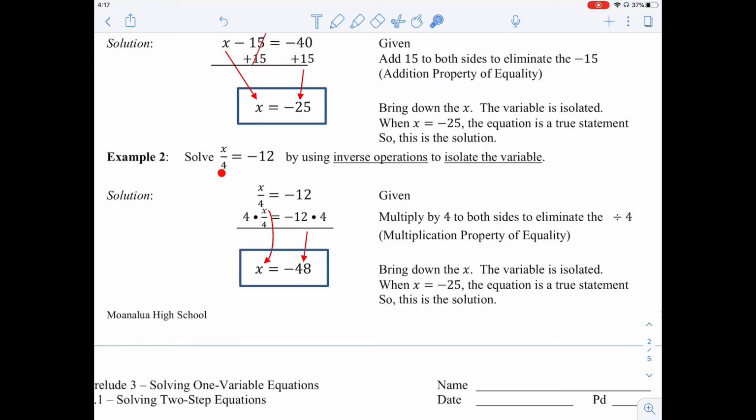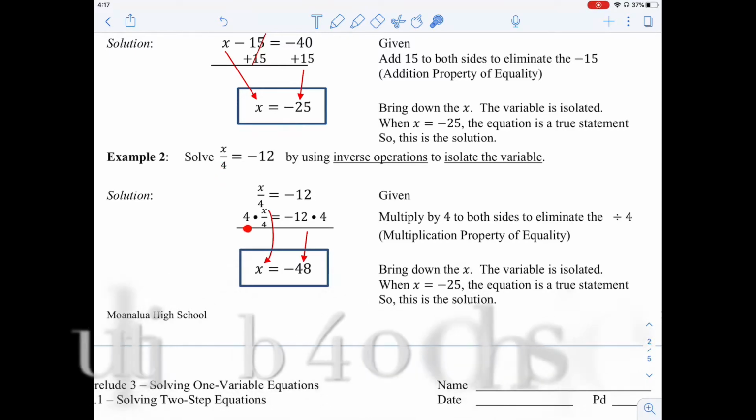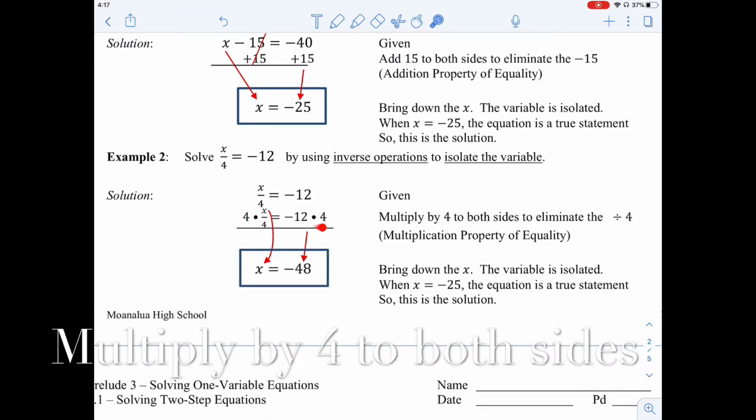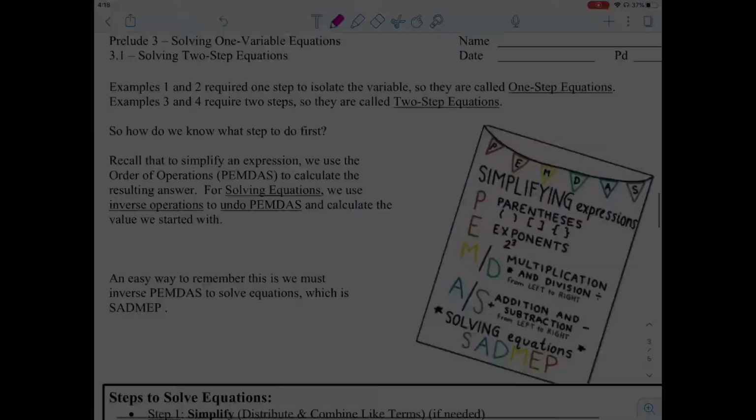We want to get rid of the divide 4. So the opposite of divide 4 is multiply by 4. And we must do it to both sides to cancel out. Right, so our 4 is going to cancel because we multiplied it. Bring down the x, and we get negative 12 times 4 is negative 48. And that's our solution.